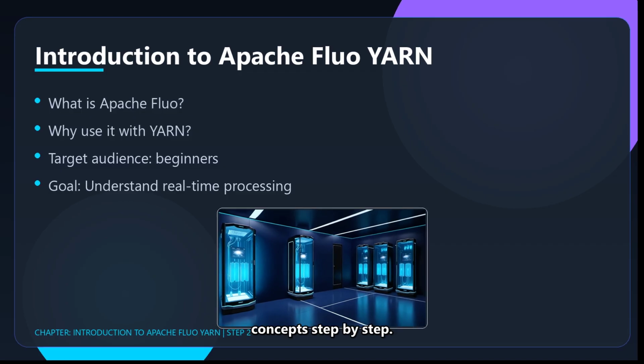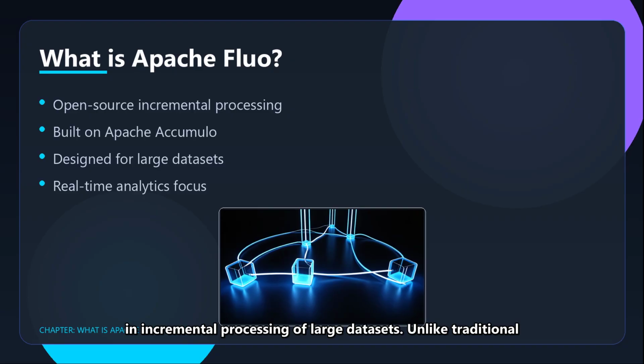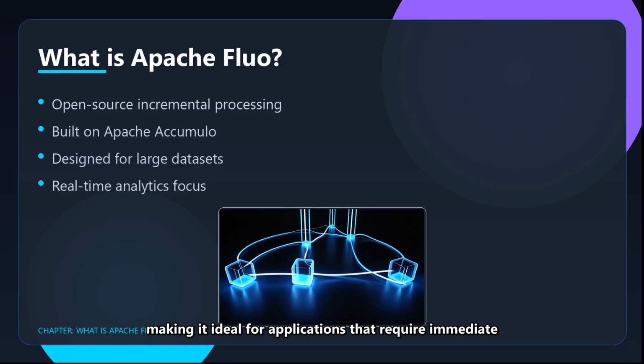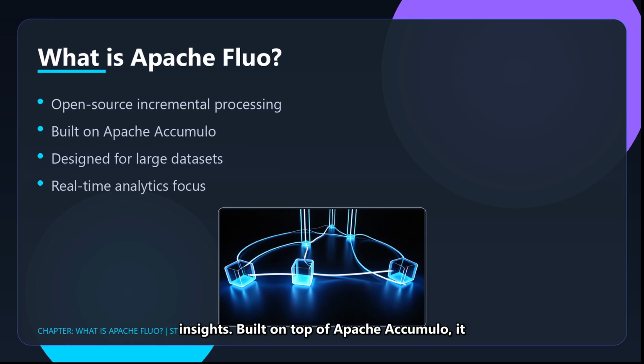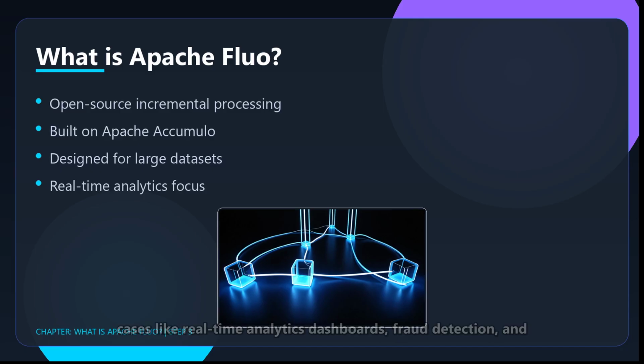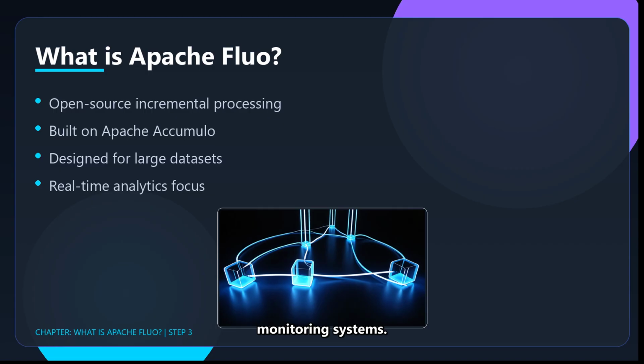concepts step by step. Apache Fluo is an open-source framework that specializes in incremental processing of large datasets. Unlike traditional batch processing systems, Fluo processes updates in real time, making it ideal for applications that require immediate insights. Built on top of Apache Cumulo, it leverages a distributed key-value store to manage data efficiently. This makes Fluo particularly powerful for use cases like real-time analytics dashboards, fraud detection, and monitoring systems.